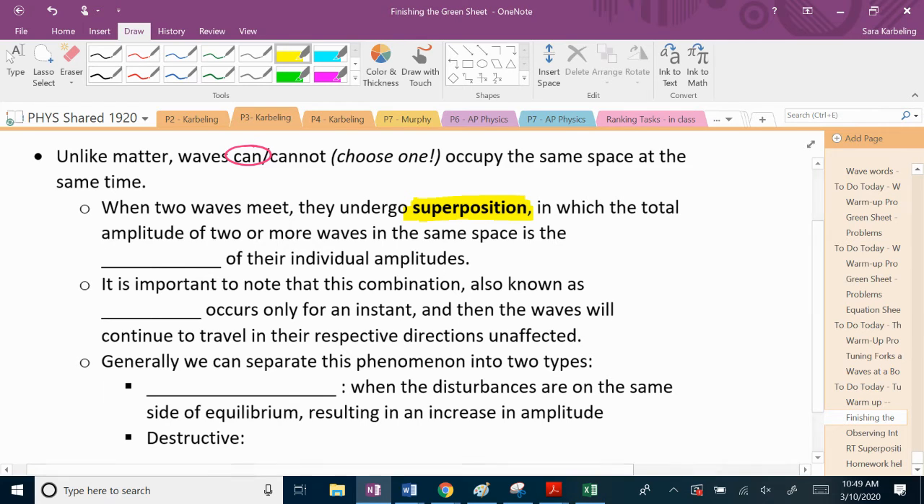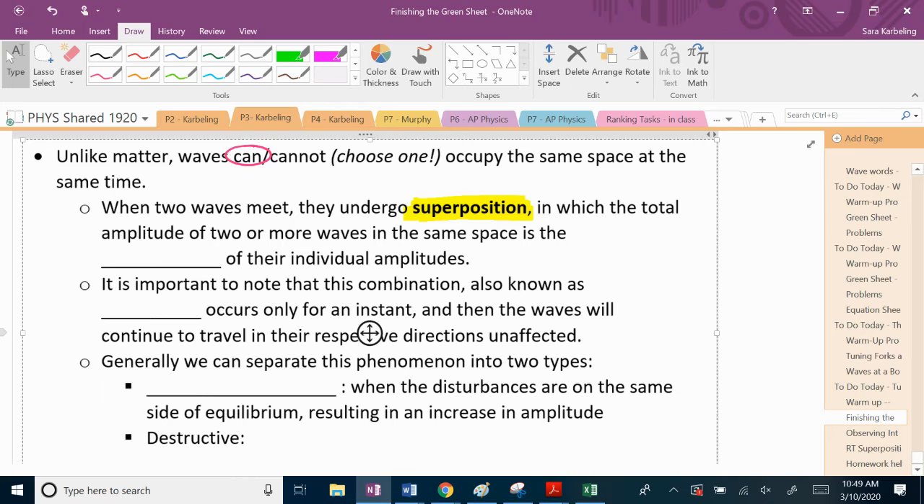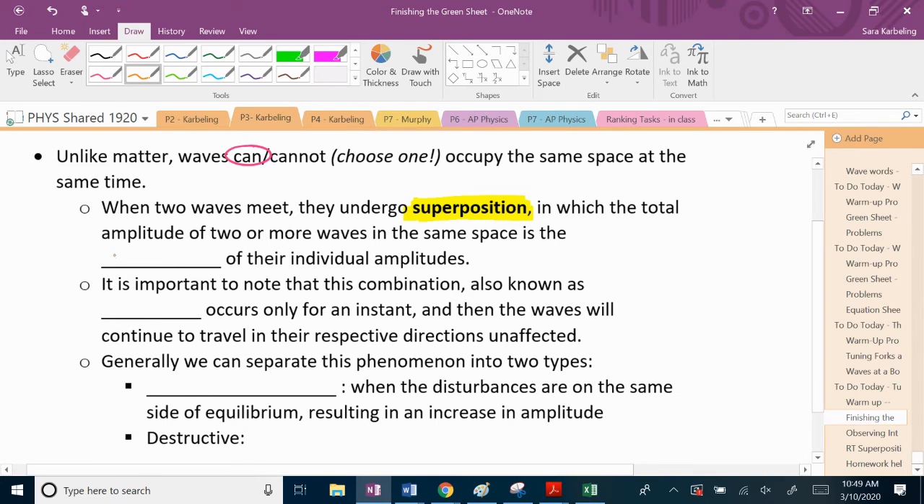It's an important word, in which the total amplitude of two or more waves in the same space is the blank of their individual amplitudes. What do we think it is? The sum. We're going to add them together. Remember I told you that the equations in this stuff were not going to be very hard. We're just adding stuff together. It's the sum of their individual amplitudes.